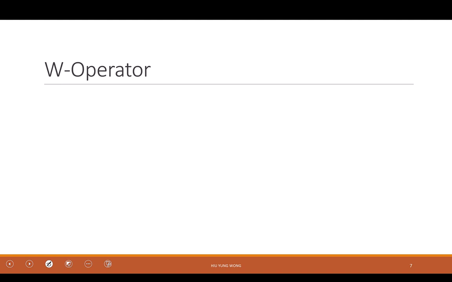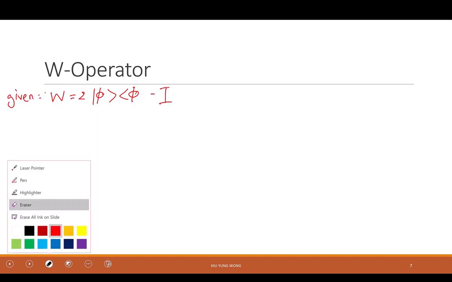It's invented by someone, and we'll just learn it for now. What is W? W is given as 2 psi psi minus 1. You definitely know this, but let's ask ourselves a little bit: what is the meaning of each symbol?